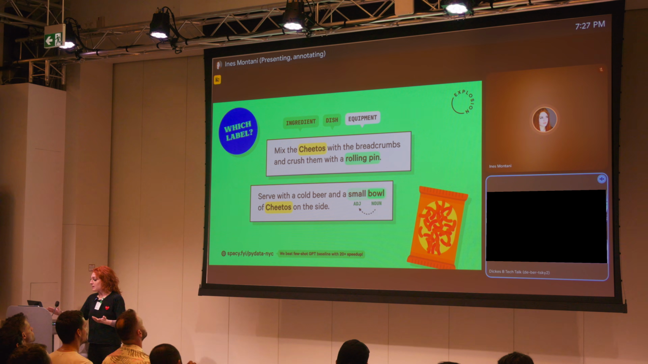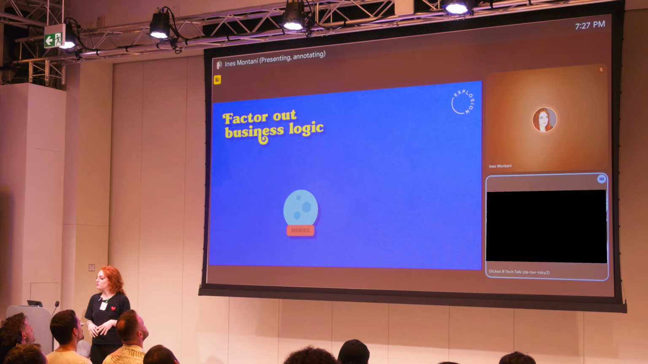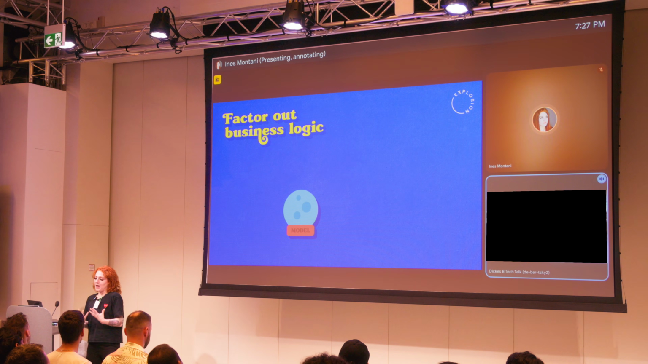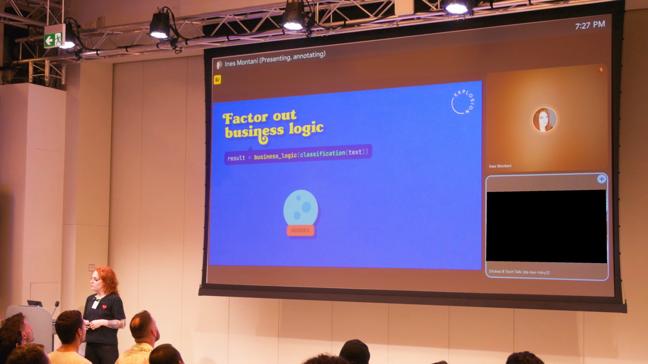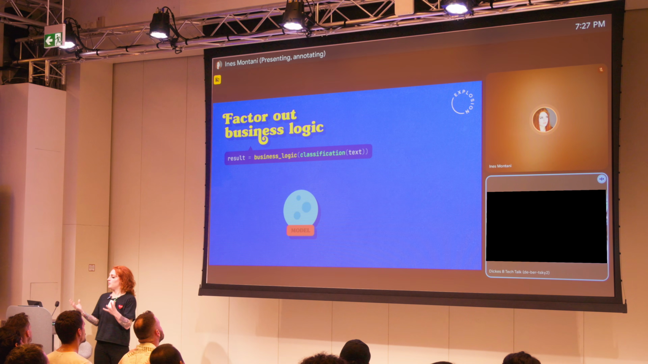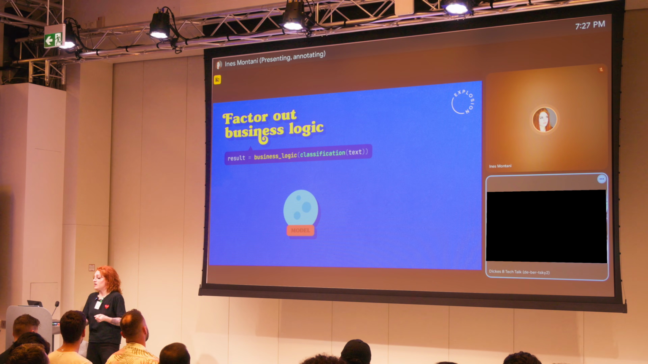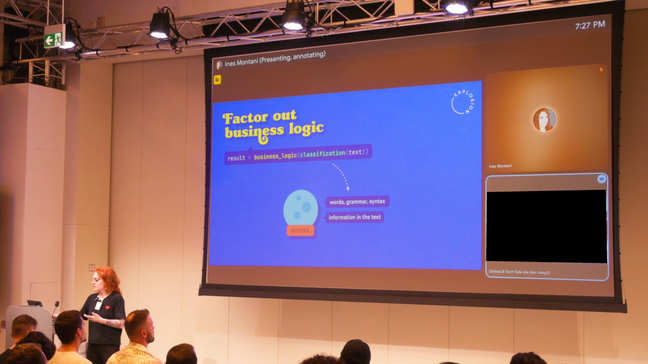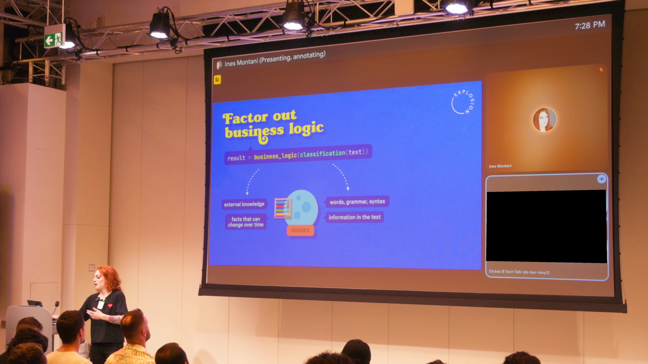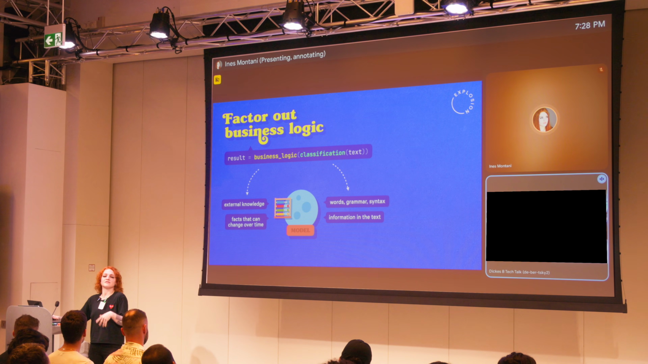So a way of looking at this is, as a general tip we'd give to people, one part of the secret is to try to factor out business logic, expressed in a pseudocode formula like this. You apply the general purpose classification first, and then your business logic that's really specific to what you're doing. Because most of the time, the valuable problems you're solving in industry are the things that are really specific. Here, general purpose things are things like words, grammar, syntax, and also stuff that's really directly in the text, whereas business logic are things like external knowledge and also facts that can change over time.